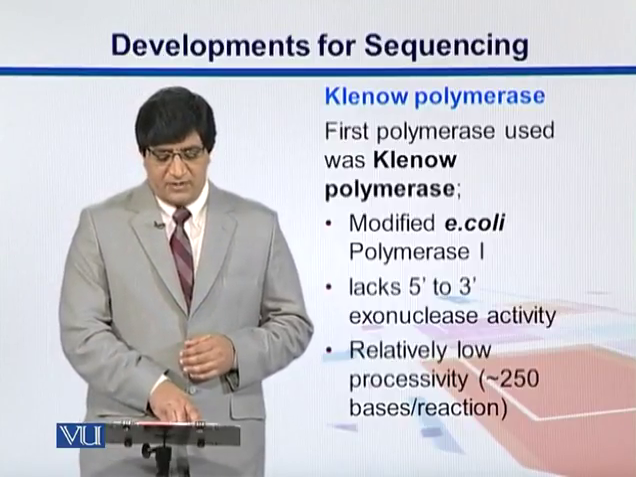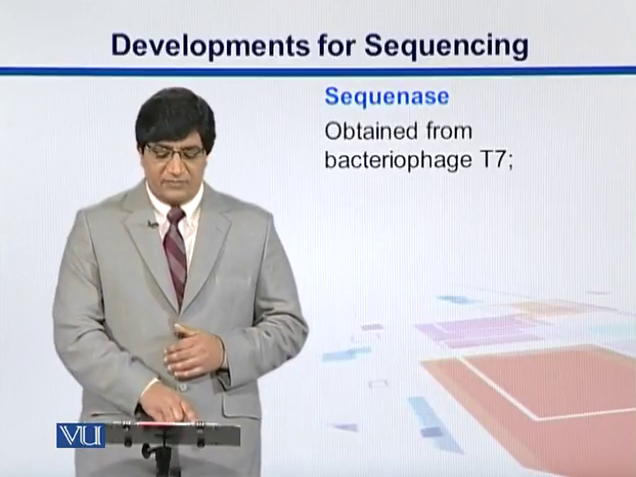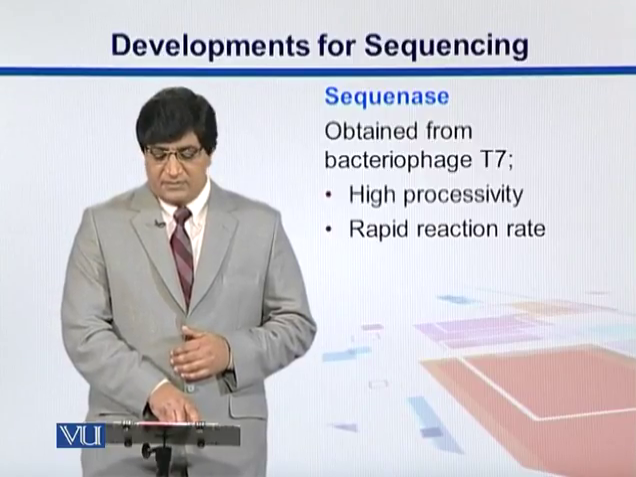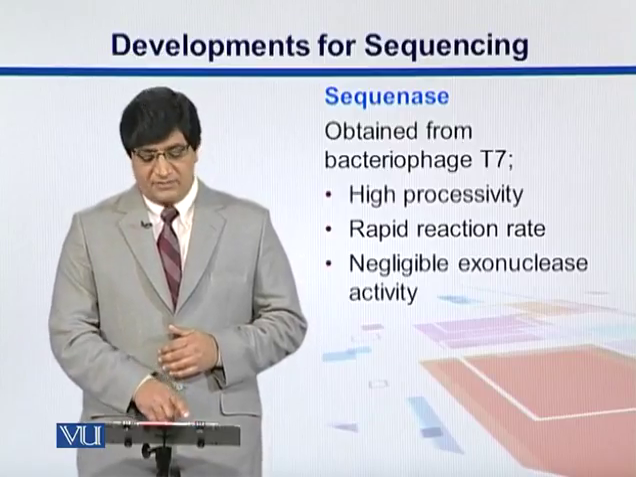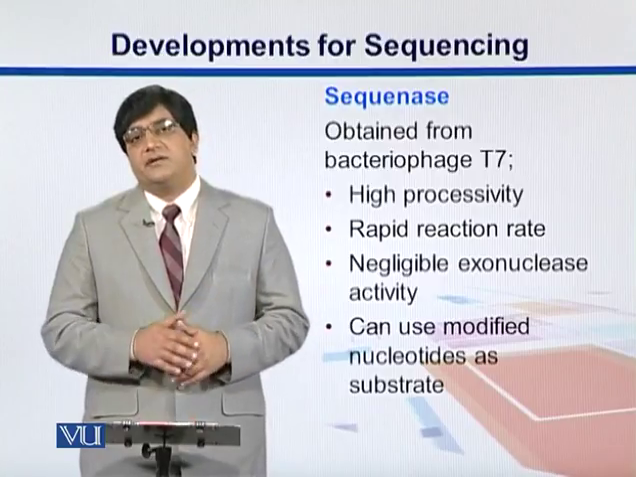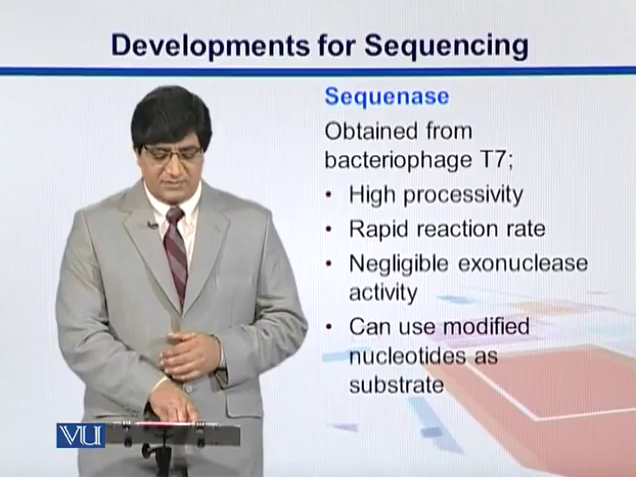So there is an improved one, which is Sequenase. It has been derived from bacteriophage T7, and it has high processivity, a rapid reaction rate, and negligible exonuclease activity. So we can also use modified nucleotides as a substrate during this sequencing process.